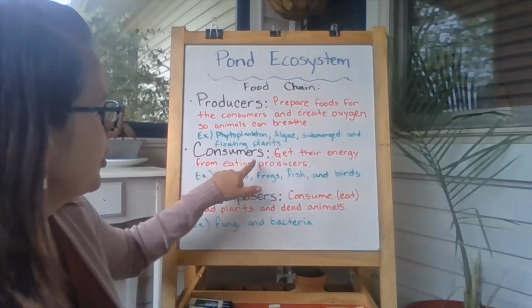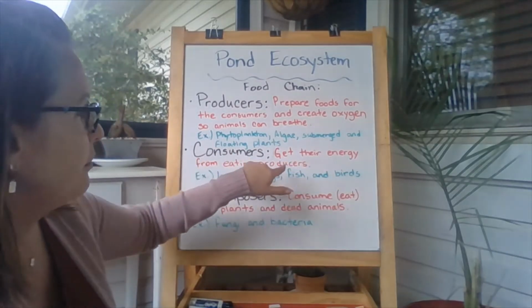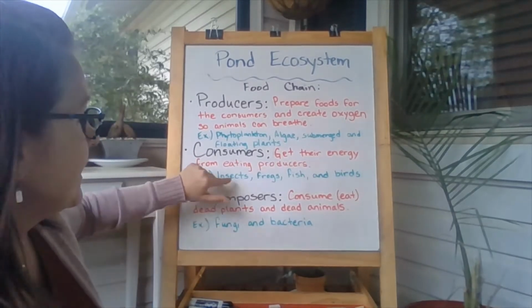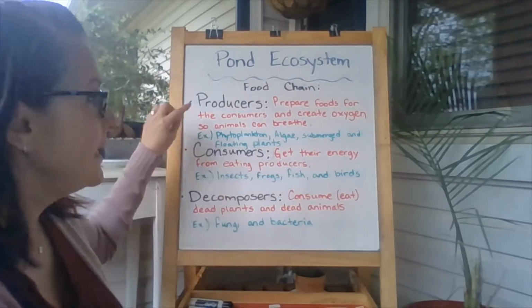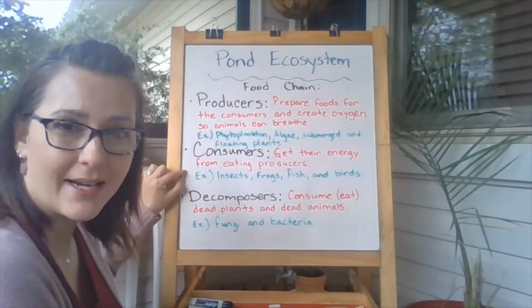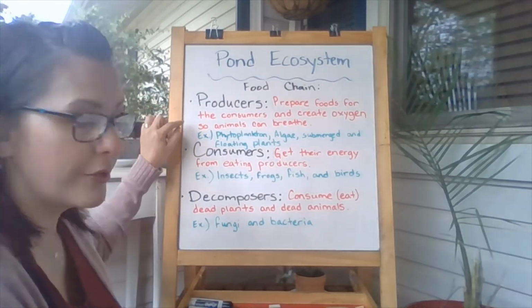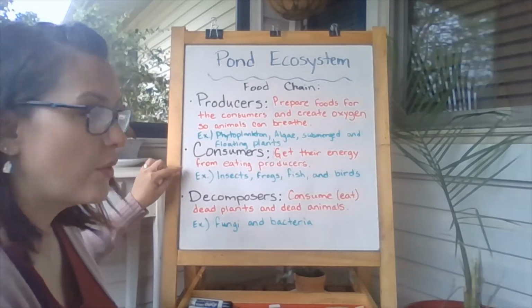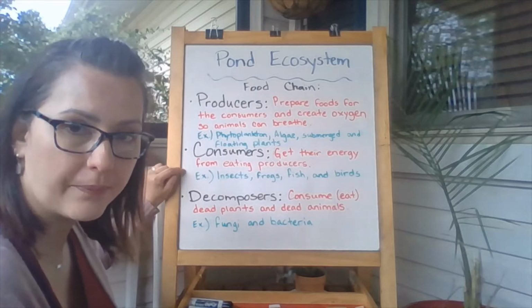Look at this. Consumers. That means they get their energy from eating producers. So that is insects, frogs, fish, and birds. So if we didn't have these, what would these guys eat? Nothing. And if these guys didn't have producers, they would end up dying. So it's important that we have producers and consumers in our food chain.